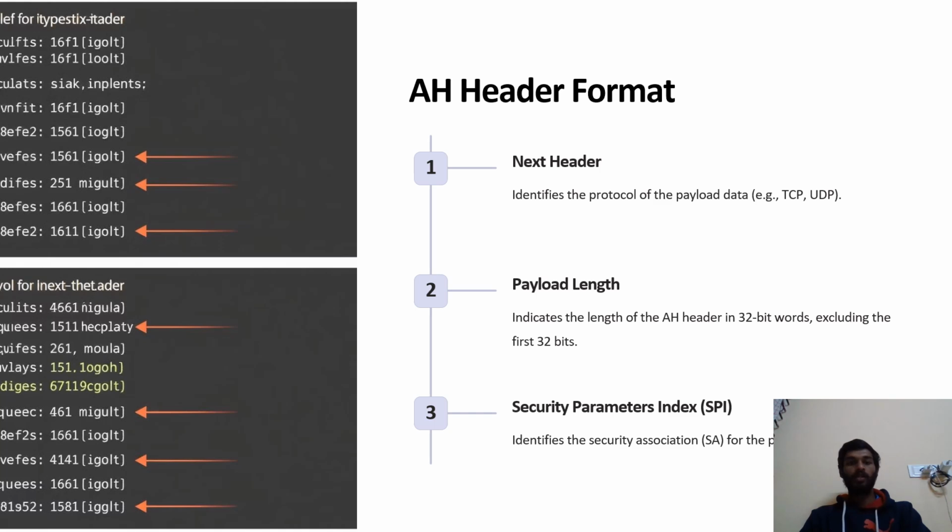So format of the authentication header. Next header identifies the protocol of the payload data, example TCP and UDP. And payload length indicates the length of the authentication header in 32-bit words, excluding the first 32 bits. Security parameter index identifies the security association for the packet.